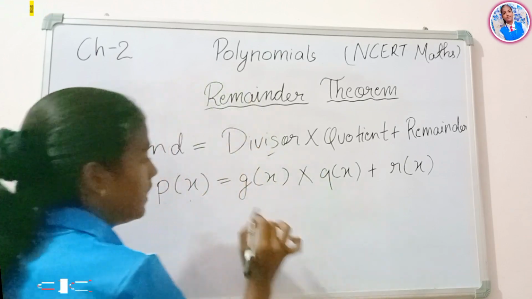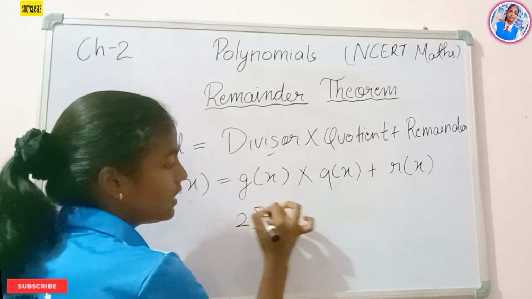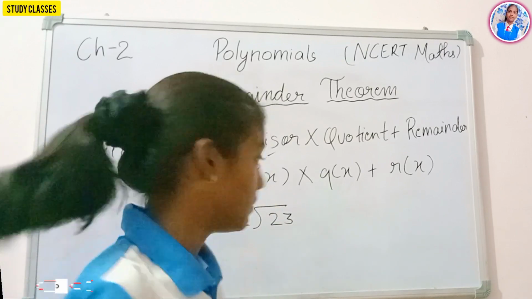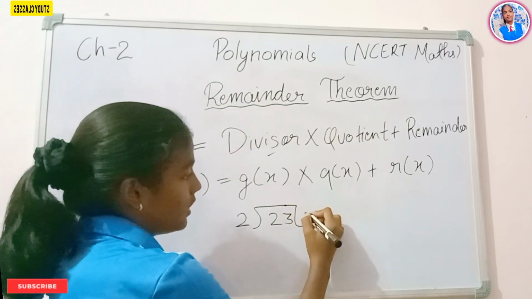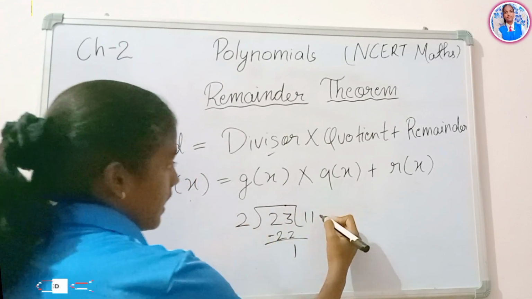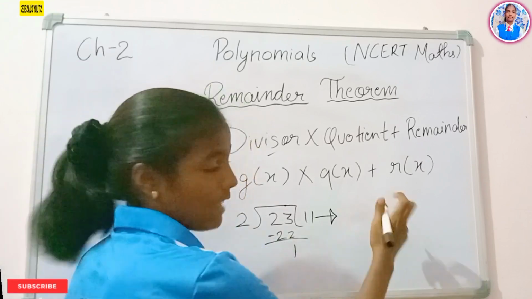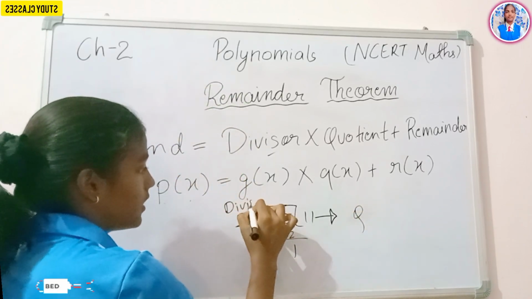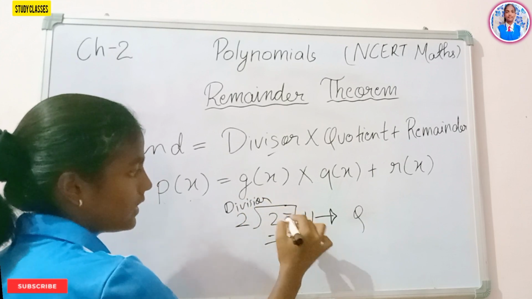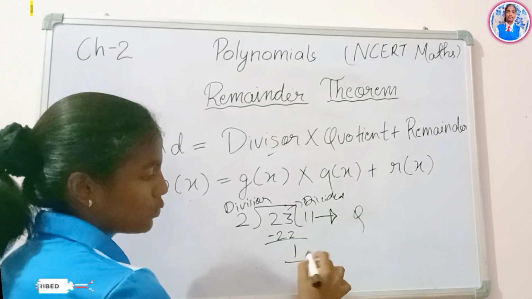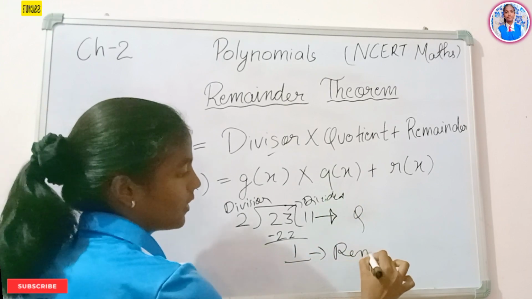For example, I have taken a number 23. If we divide this 23 by 2, this is not an example of polynomial, it is an example of number 23 divided by 2. So here we will get 11. So this 11 is the quotient and this 2 is the divisor and 23 is the dividend and this 1 is the remainder.